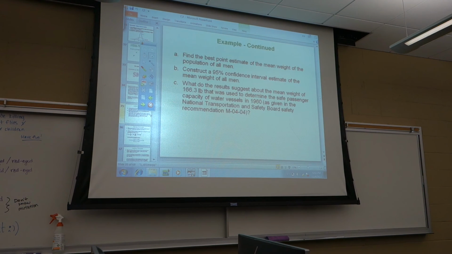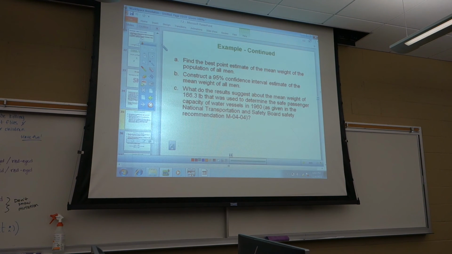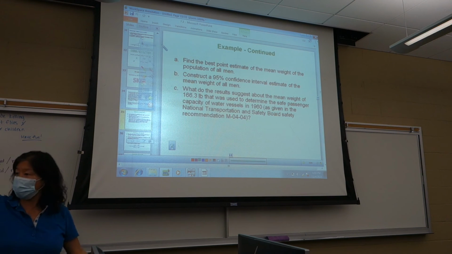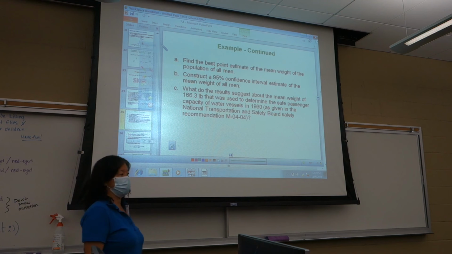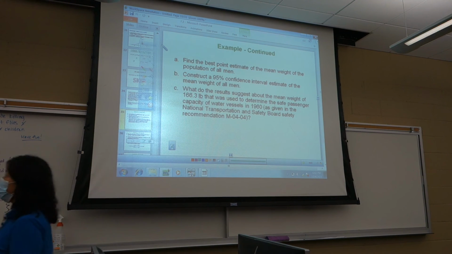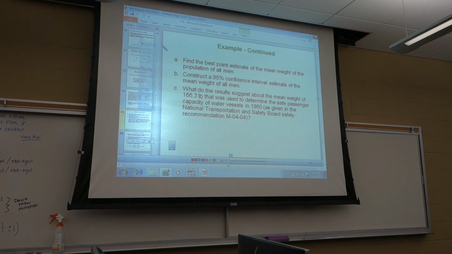The first question is, what's the best point estimate of the mean weight on the population of all men? So what's my best guess of the average weight of all men? What I got from my sample, 172.55. Perfect. Thanks, Francois. So it's my x bar, 172.55 pounds. Does that make sense for folks? Whatever you got from your sample, that's what you expect the whole population to be.